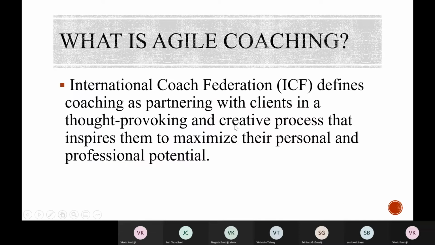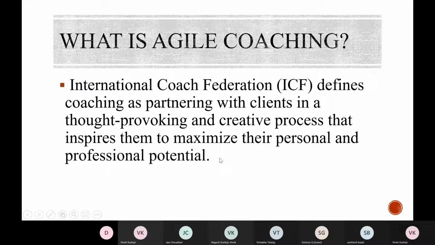First of all, let us try to understand what is agile coaching. Here we are trying to understand how we coach teams and what the journey of a Scrum Master or an agile coach is. How do we coach, or what is that coaching all about? The International Coach Federation, that is ICF, defines coaching as partnering with clients in a thought-provoking and creative process that inspires them to maximize their personal and professional potential.